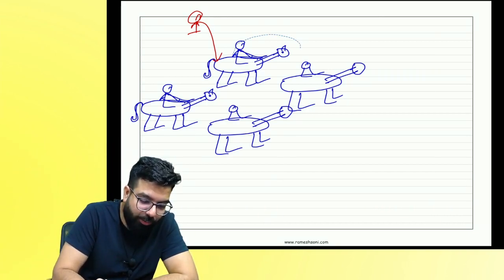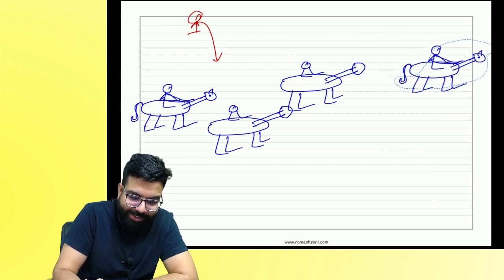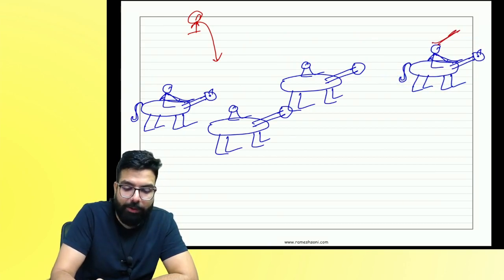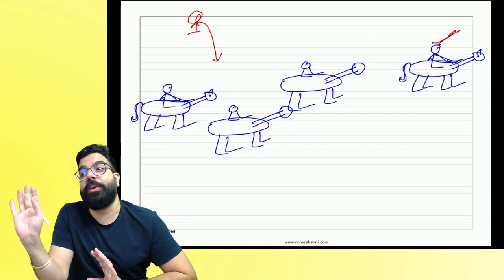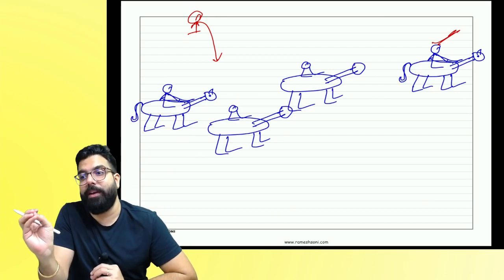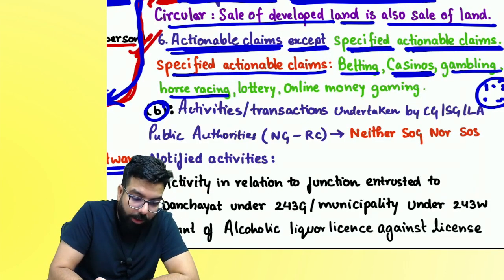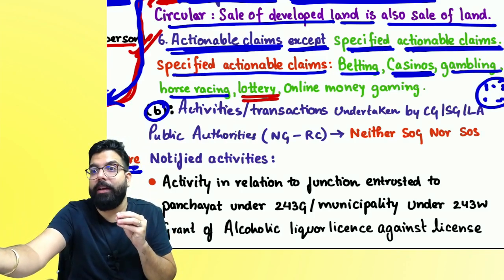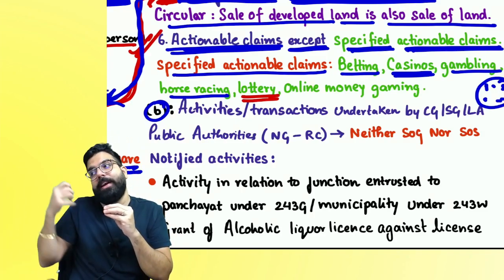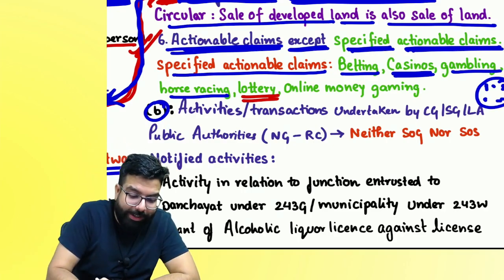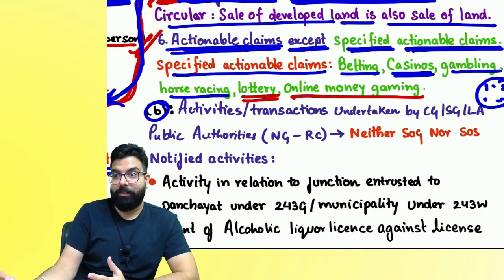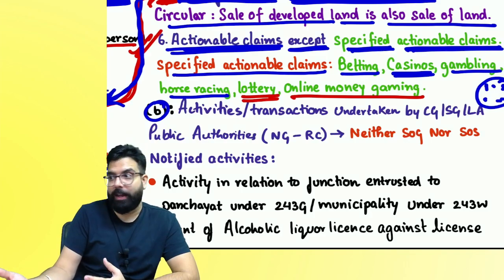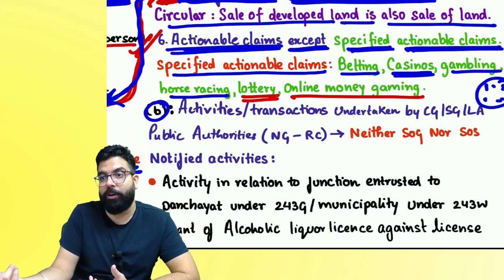So if my horse wins, then I will win the money. But that is contingent, so it is an actionable claim. Next, lottery. People, when I am selling lottery, I should collect GST and give it to the government. Online gaming, Dream 11, this 11, that 11. People are doing what? Game betting only.